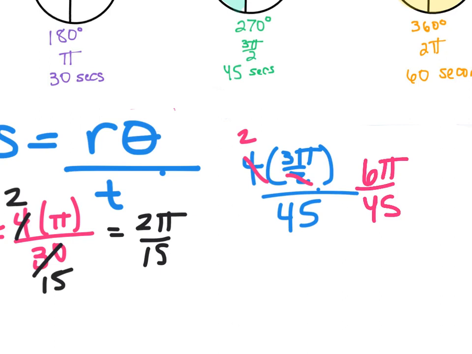What number goes into 6 and 45? Not 6. No, 3. 3 goes into 6, 2. 3 goes into 45, 15. So we're left with 2 pi over 15. You guys see how we're getting the same answer every time? Because the second hand moves at the same speed.